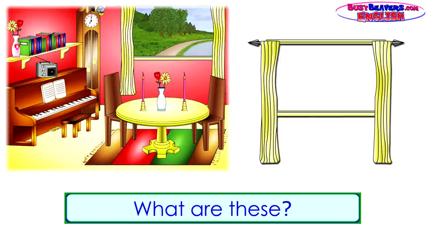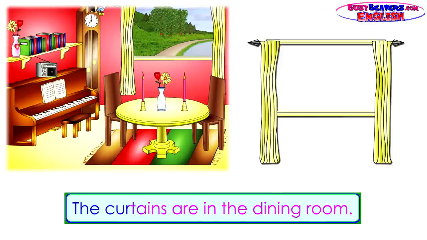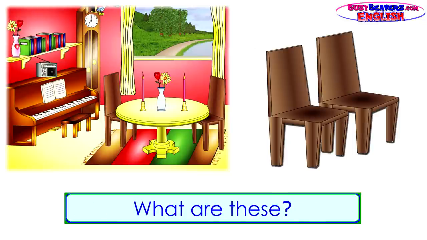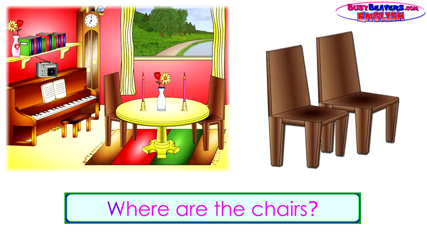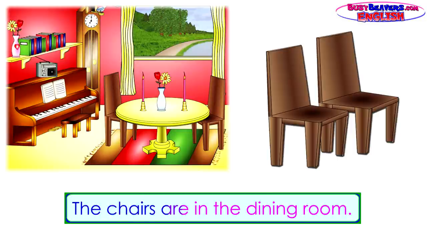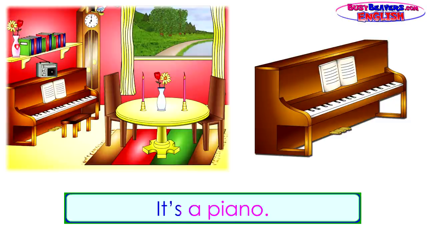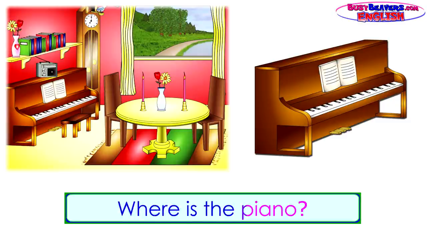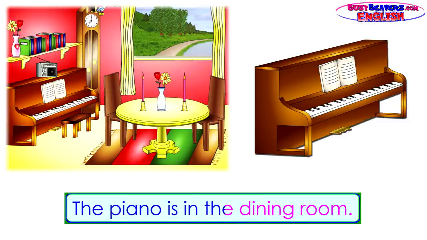What are these? Those are curtains. Where are the curtains? The curtains are in the dining room. What are these? Those are chairs. Where are the chairs? The chairs are in the dining room. What's this? It's a piano. Where is the piano? The piano is in the dining room.